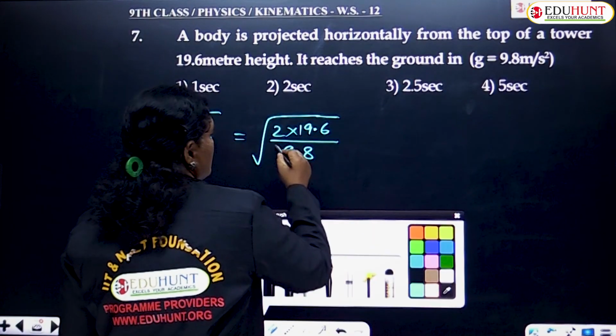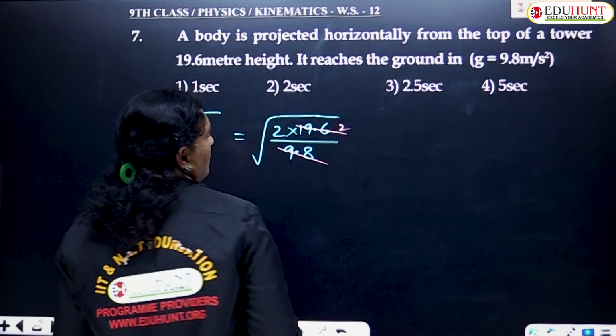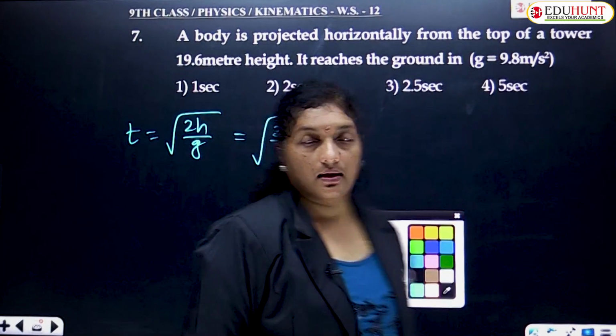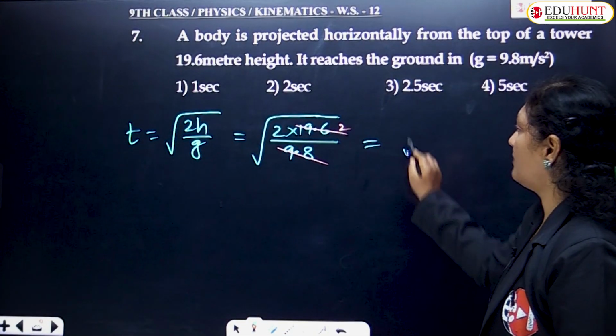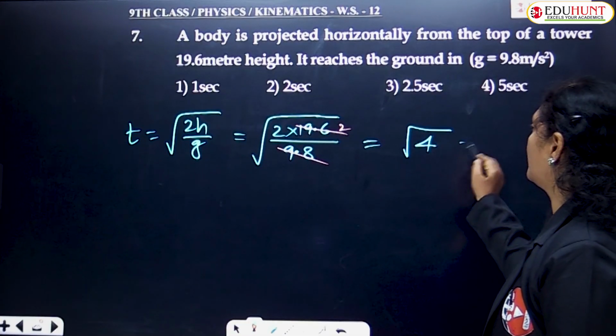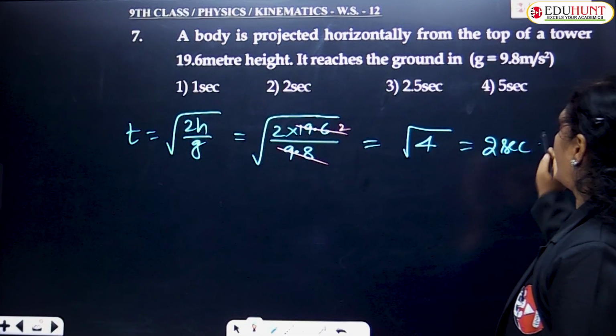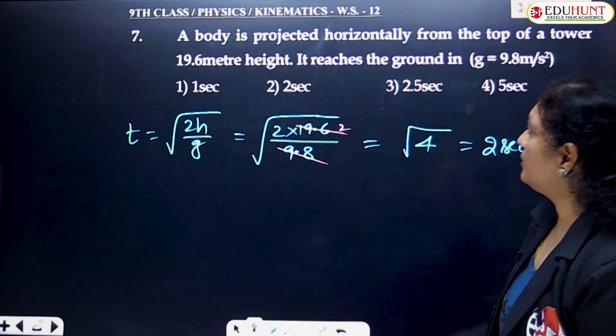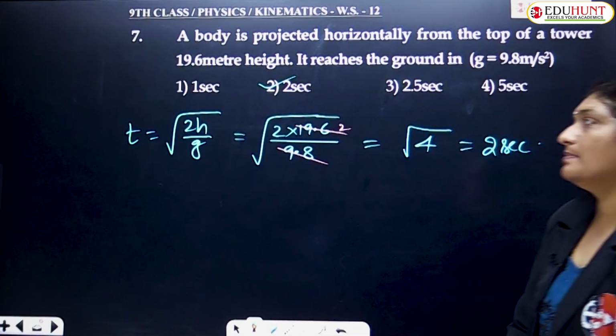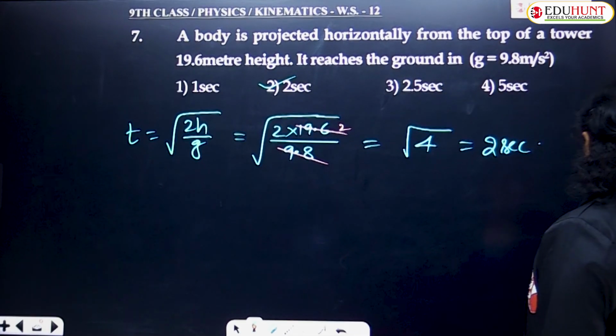So if you simplify this, 9.8 goes 2 times. Hence, the value of t is found to be root over 2 into 2 is 4. Hence, the time taken to reach the ground will be 2 seconds. Option number 2 must be true. Okay. Well, the next question.